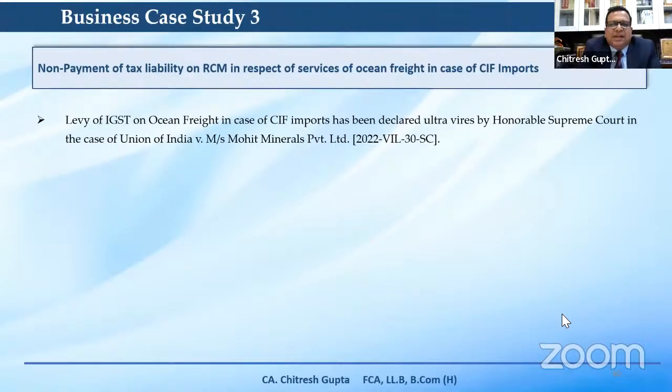But there may be a situation that you are paying tax under RCM on ocean freight in case of CIF imports, but the full credit was not available to you because you are engaged in supply of taxable as well as exempted goods or services. So in that case, you were availing only the proportionate credit as per rule 42 or 43 of the CGST Rules. So in that case, sir, there is a good case that since this levy has been held as ultra vires, we can file the refund and say that since the levy has been declared unconstitutional and ultra vires, the refund should be allowed. So it is a good case to file for the refund.